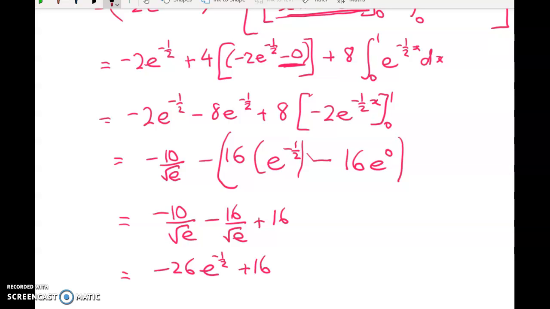Actually, it's nicer to write it as over root e, I think. So you can see that when I was doing that, I was pretty hesitant about the sign. So once you've finished that, it is well worth going back and just going, hang on, have I done this bit here right? Right, so I've got the negative 16 here times that first one, and then I'm going to have the plus 16 when I'm subtracting the lower limit.